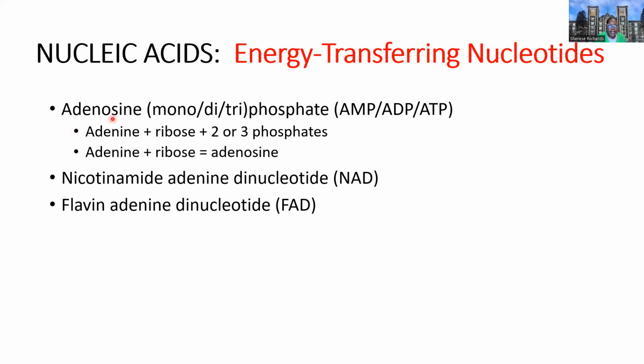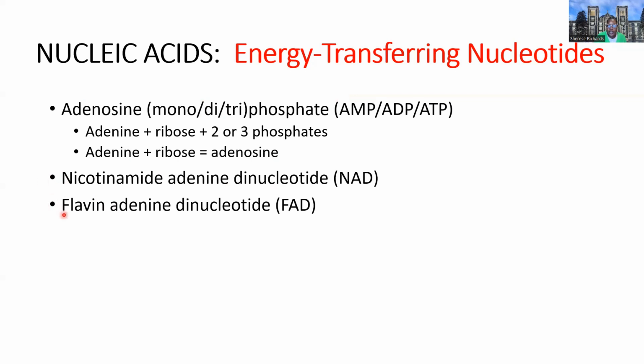So if we have an adenine plus a ribose, that is going to be the main core of the molecule. And then on that, we can add 2 or 3 phosphates. So if we have 2 phosphates, it's going to be adenosine diphosphate or ADP. If we have 3 phosphates, it's going to be adenosine triphosphate or ATP. And then if it's just the adenine and ribose and 1 phosphate, it will be AMP or monophosphate.